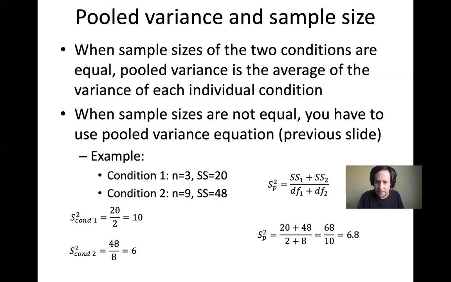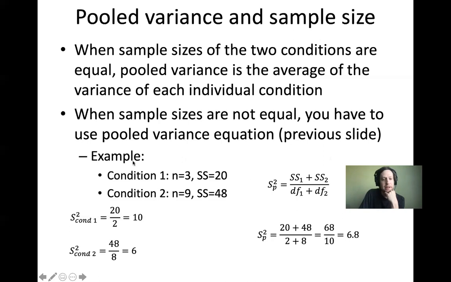Because the sample sizes can be different, we need a different strategy for calculating estimated standard error and standard deviation, or variance in this case, which is used to calculate estimated standard error. And so that's the deal with pooled variance right here. So I've given an example.